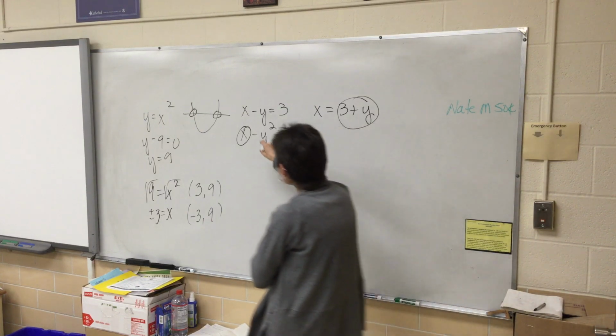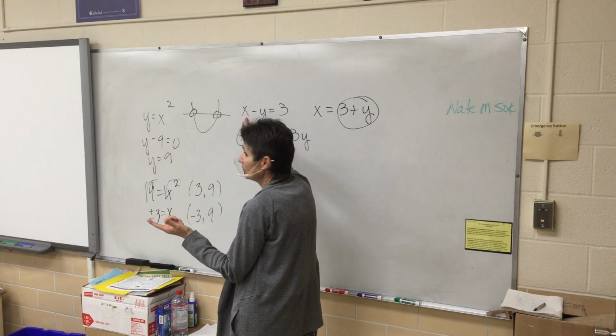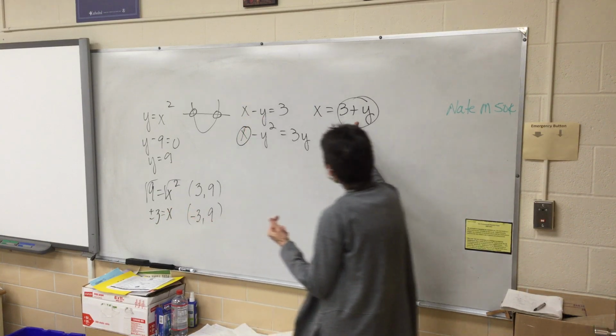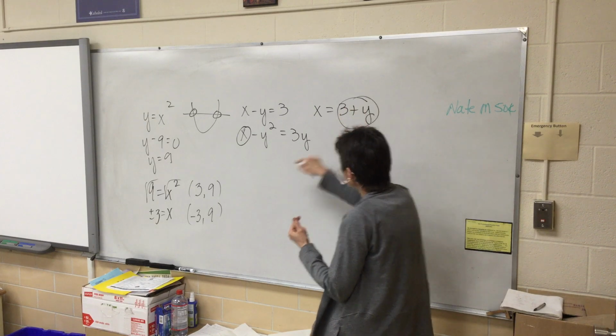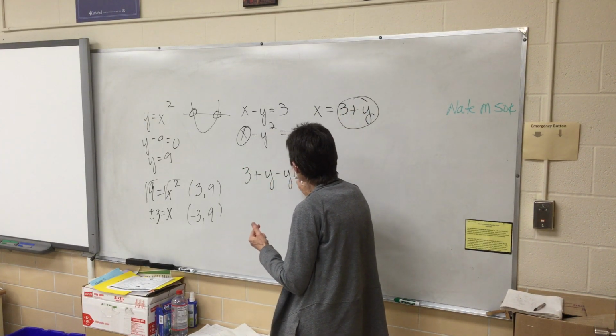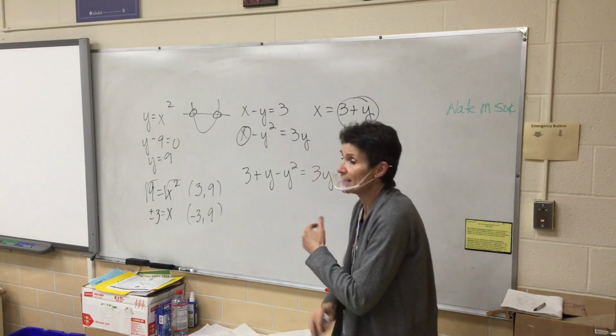So since x is sitting there all by itself, pretty much, it doesn't have a coefficient or anything, she said just add y to the other side, and then we can rewrite this second equation, 3 plus y minus y squared equals 3y. What are you going to do with that?